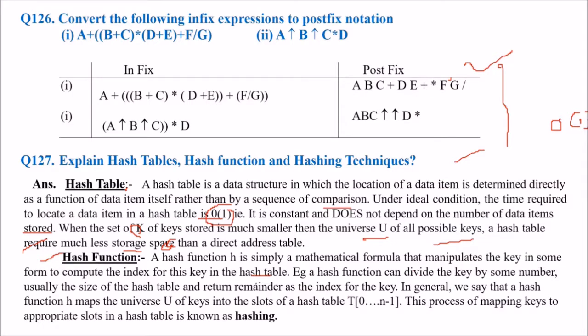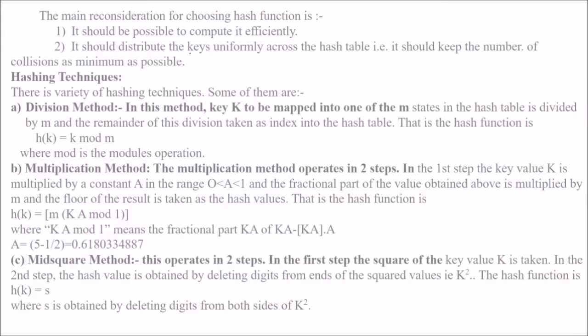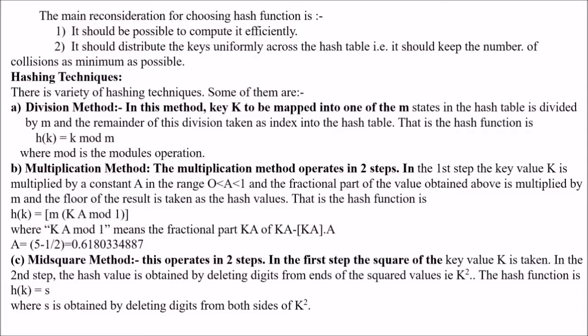In general, we say that a hash function h maps the universe U of keys into slots from 0 to n minus 1 of the hash table. The process of mapping keys to appropriate slots in a hash table is known as hashing. There are main considerations for choosing a hash function. It should first of all be efficient to compute, and it should distribute the keys uniformly across the hash table. That is, it should keep the number of collisions as minimum as possible.